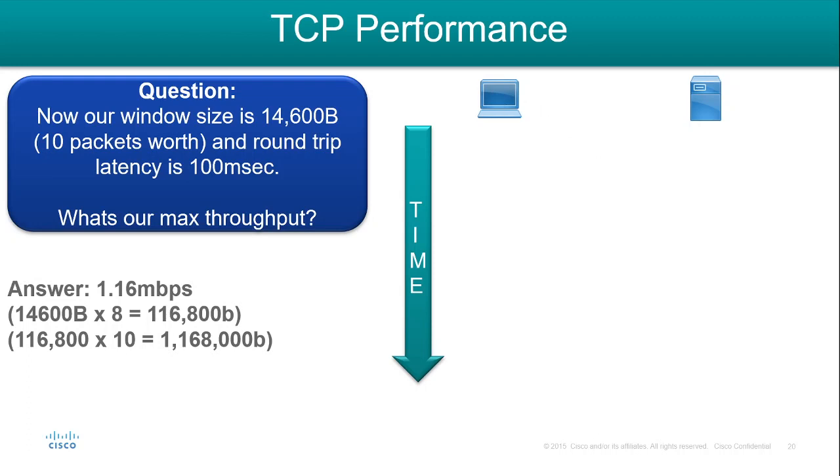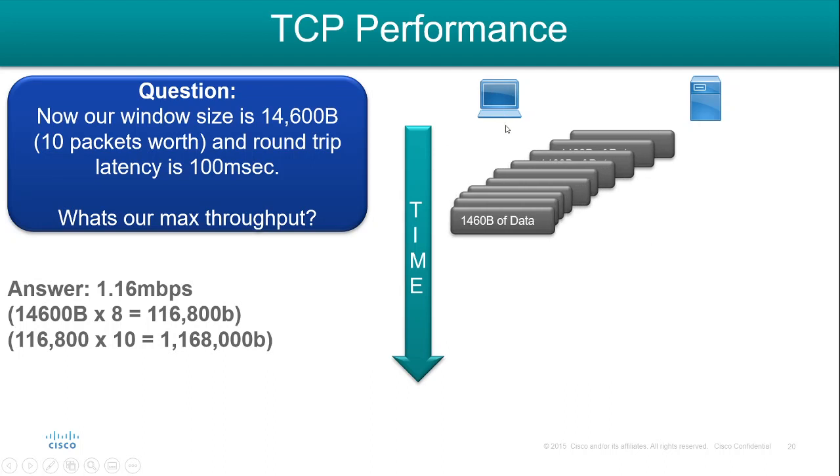In terms of what that will look like for our clients here, our client, assuming it's operating at something like a 100 meg or 1 gig interface, it'll be able to transmit those 10 packets very quickly, but then it'll be forced to stop and wait for an acknowledgement from the server. Only when it receives that acknowledgement will it then be able to send the next block. Let's take a look at what that looks like.